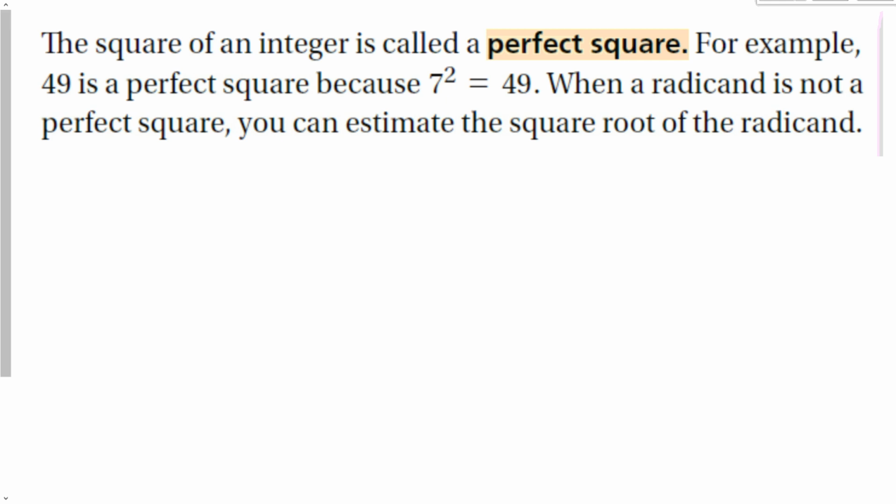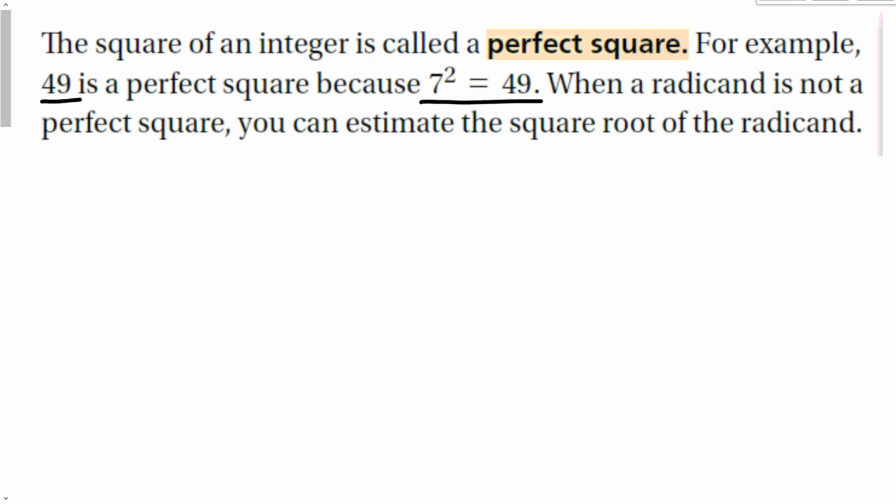So next, the square root of an integer is called a perfect square. Okay? For example, 49. The square of an integer is called a perfect square. So 49 is a perfect square because something squared equals 49. When a radicand is not a perfect square, we can estimate the square root of the radicand.